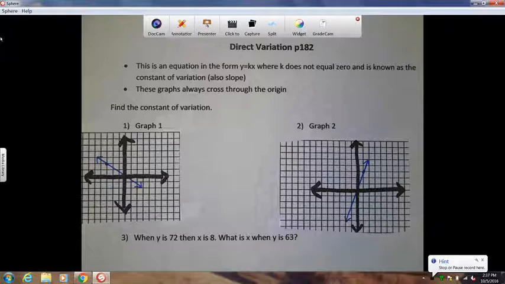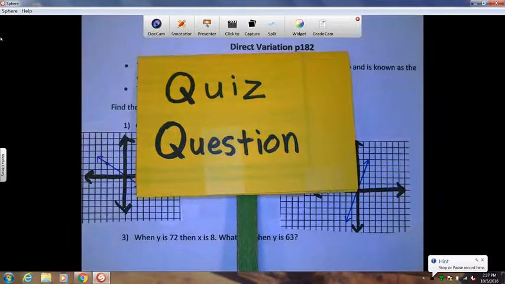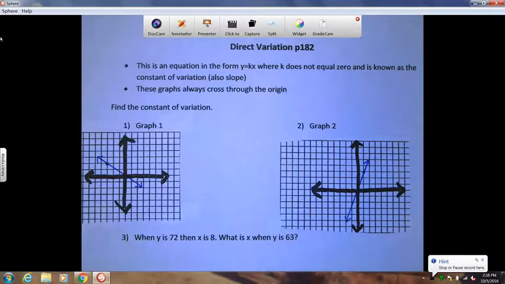This is direct variation, and there's only a couple things to remember from this. This is a specific type of a linear relationship, so it's very similar to all the stuff we've done before. You can graph it the same way by using a table, so that makes that part pretty easy. These things you're going to need to know. So your quiz questions are all going to come from this right here.